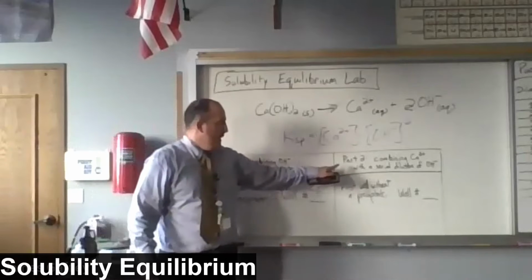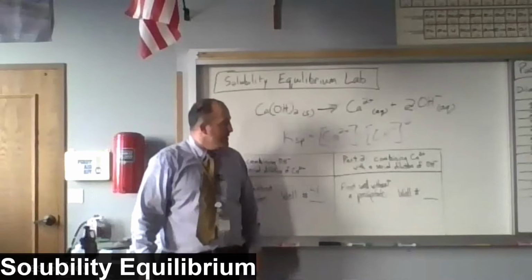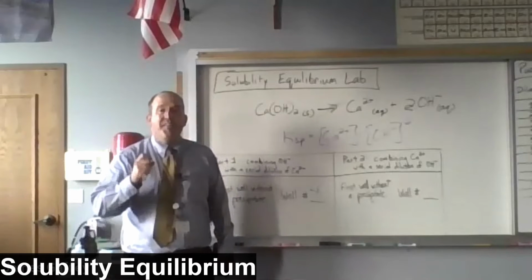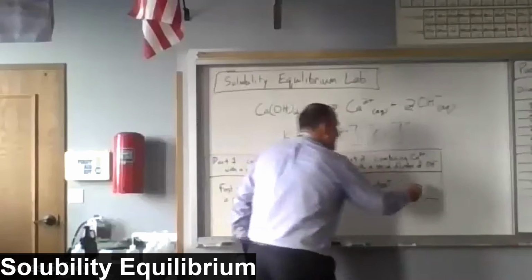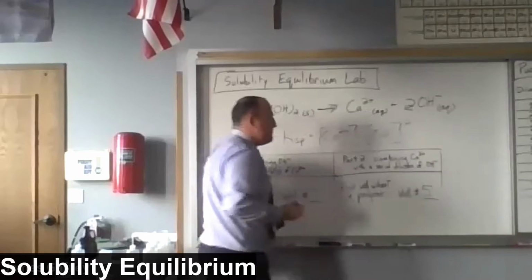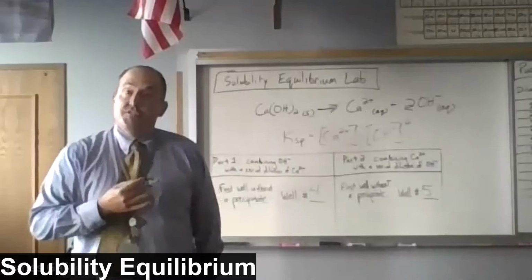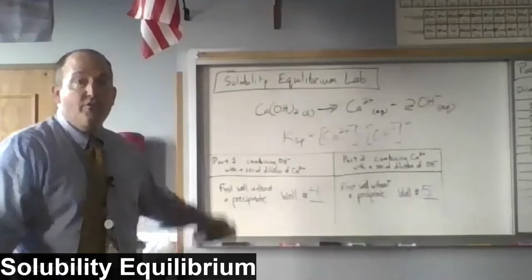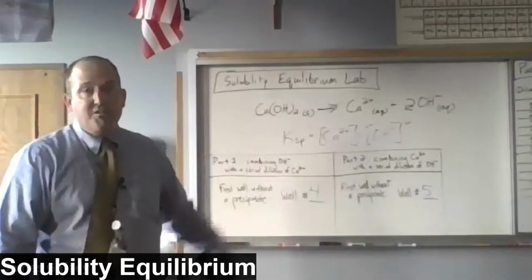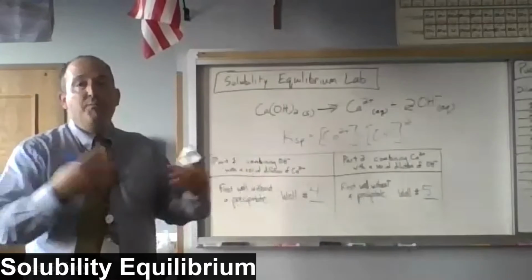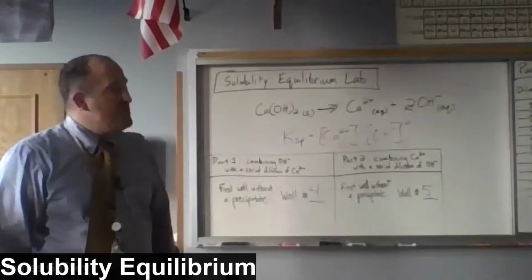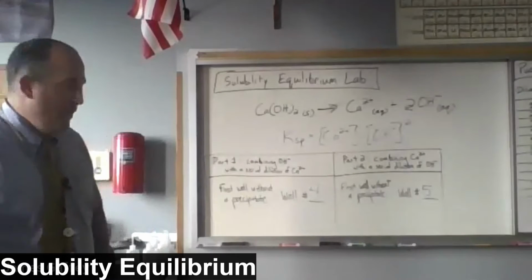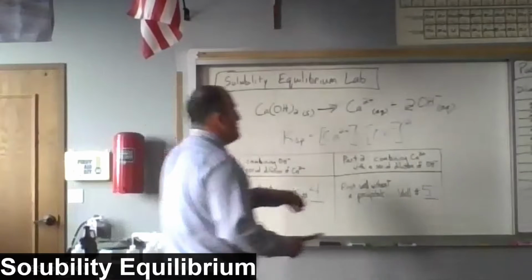In part 2 of the lab, we were combining calcium ions with the serial dilution of hydroxide. And in that case, the first well that did not have a precipitate was well number 5. Based on just that data, we're going to be able to calculate a value for KSP from the part 1 data and from the part 2 data. And then we'll probably average the 2 and see just how close we are to the accepted KSP value for calcium hydroxide. So starting with part 1.